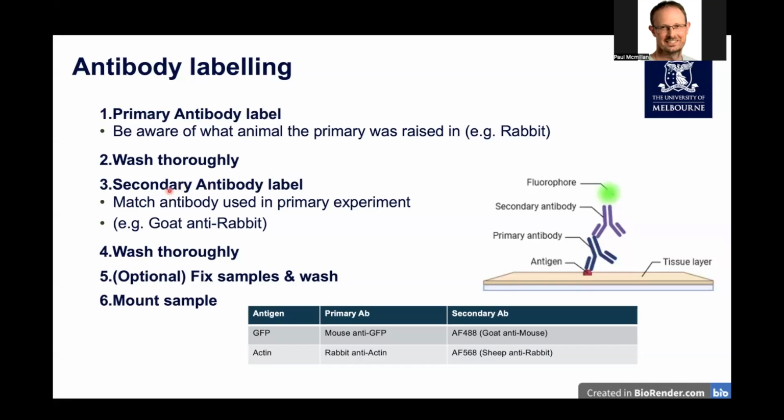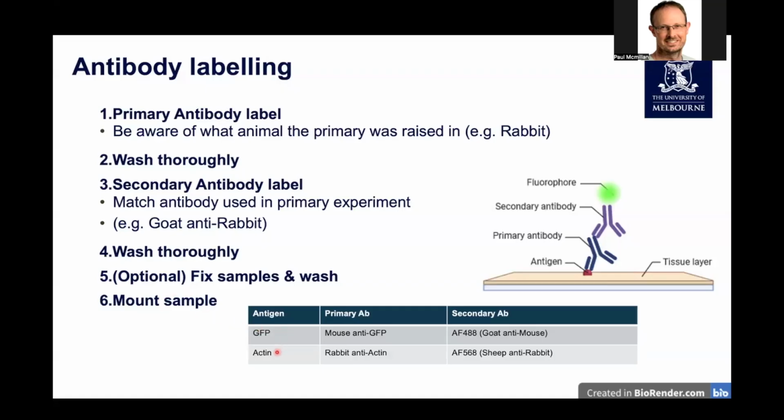Again, once we put the secondary label in there, we're going to wash thoroughly to make sure that we have taken off as much of those antibodies as possible. Again, we want to reduce non-specific binding. There is an optional step here where you can go back in and fix those samples again. So again, you're chemically cross-linking those antibodies together and to the sample. That can sometimes help if you're finding that your signal is disappearing. And finally, you would mount that sample again, slide and cover slip, for imaging on the microscope.